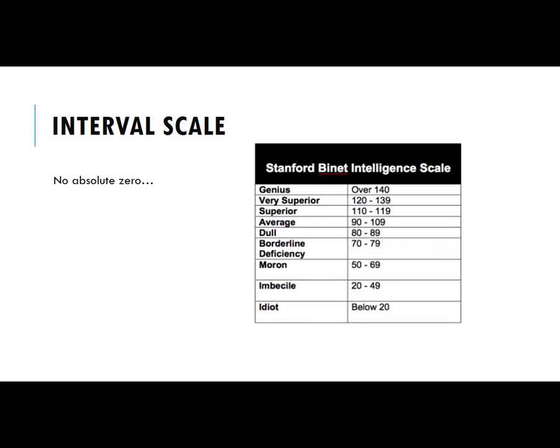Okay, so looking here. If we measure intelligence, we do not know exactly what constitutes absolute 0 intelligence and cannot measure the 0 point. Therefore, it's interval. Okay, so, below 20. Okay, so we don't actually have like an absolute 0.